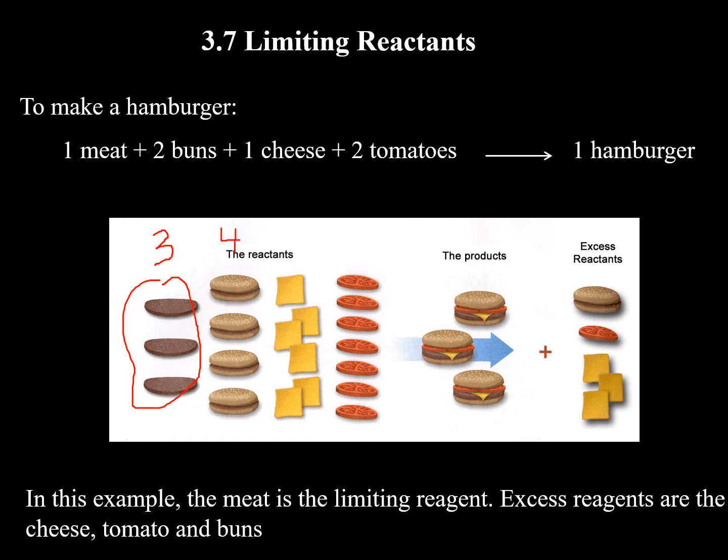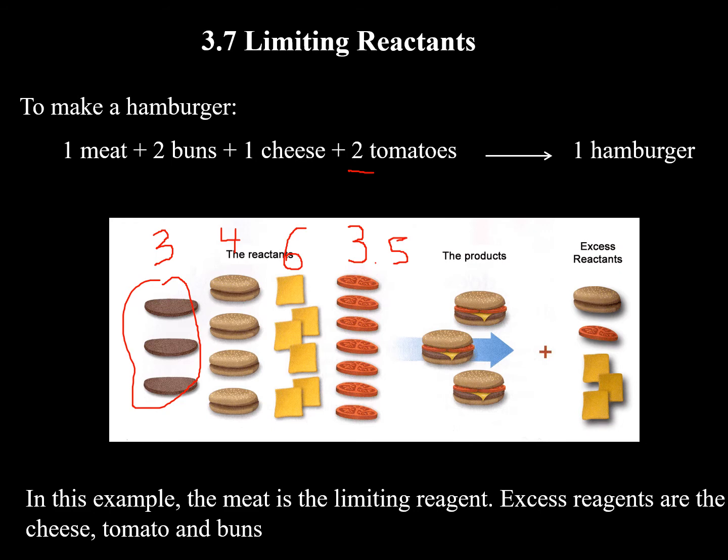Cheese, 1, 2, 3, 4, 5, 6. So the maximum amount of hamburgers we can make is 6 hamburgers. And tomatoes, 1, 2, 3, 4, 5, 6, 7. We can make 3 hamburgers based on our formula here, because we said in our formula it takes 2 tomatoes to make our hamburger. So we'd have to compare each one, or we can say 3.5, I'm sorry, because we have 3.5 hamburgers because we have 1 tomato left.